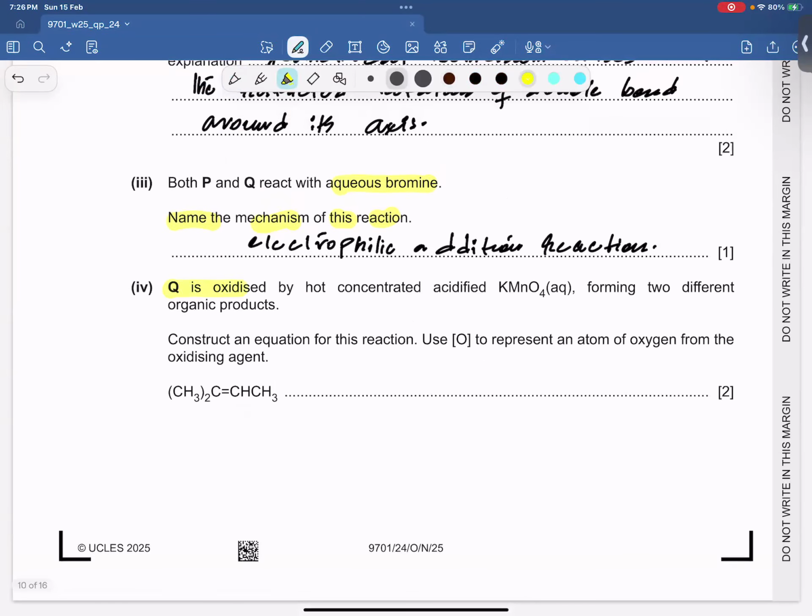Q is oxidized by hot concentrated acidified KMnO4, forming two different organic products. Construct an equation for this reaction using O to represent an atom of oxygen from the oxidizing agent. This is nascent oxygen, also called atomic oxygen. So when we have double bonded CH, it will turn to COOH. Plus, when we have double bonded C, it will turn to ketone.